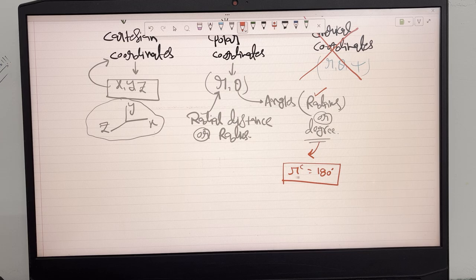Always remember this, pi c is equal to 180. This is in radians. This is in degrees. If the questions come, I will tell you in a very nice way how to convert degrees into radians and vice versa. Okay, so till here it's completed.